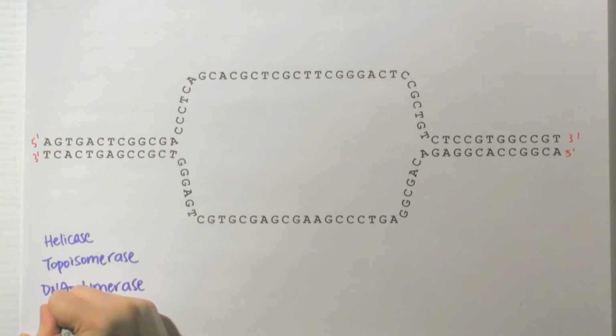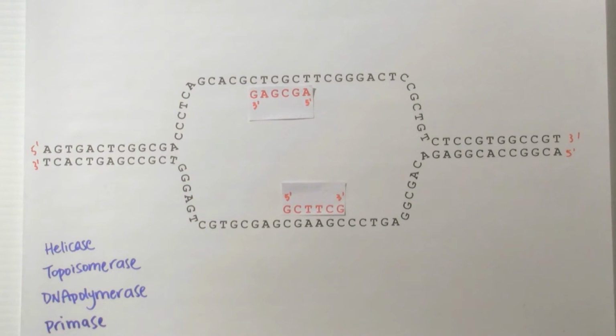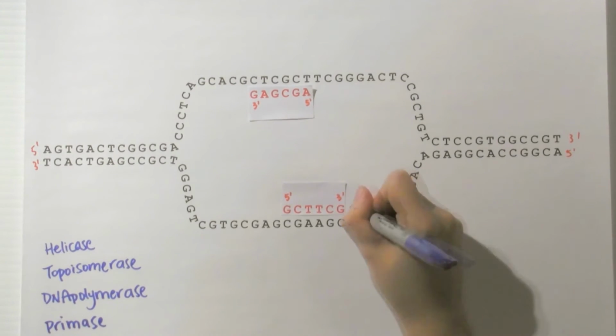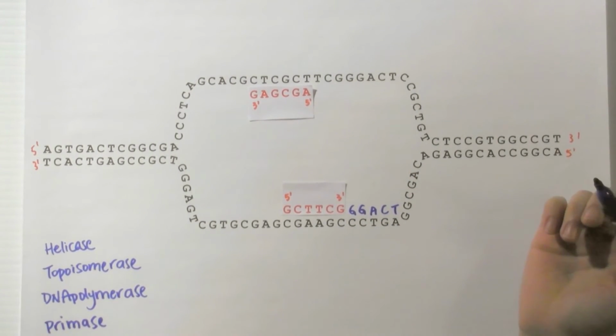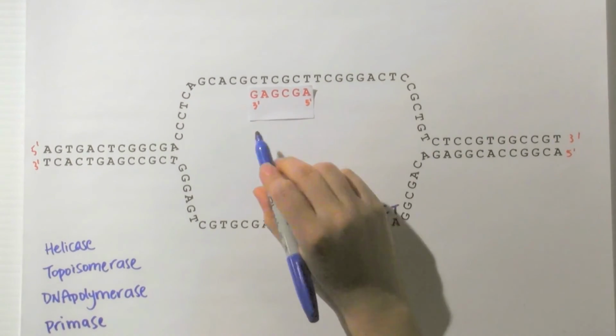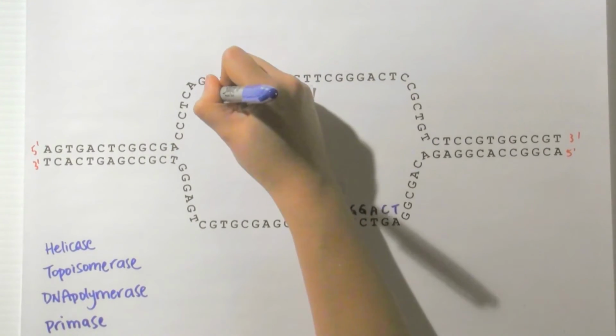It has another enzyme called primase. And what primase does is make little RNA primers that provide a 3' hydroxyl group for DNA polymerase to add nucleotides to. So here on the bottom template strand, you have a template and a primer, and DNA polymerase will come in and add G, G, A, C, T. And on the top template strand, DNA polymerase will come in and add nucleotides in the 5' to 3' direction, C, G, T, G, C.